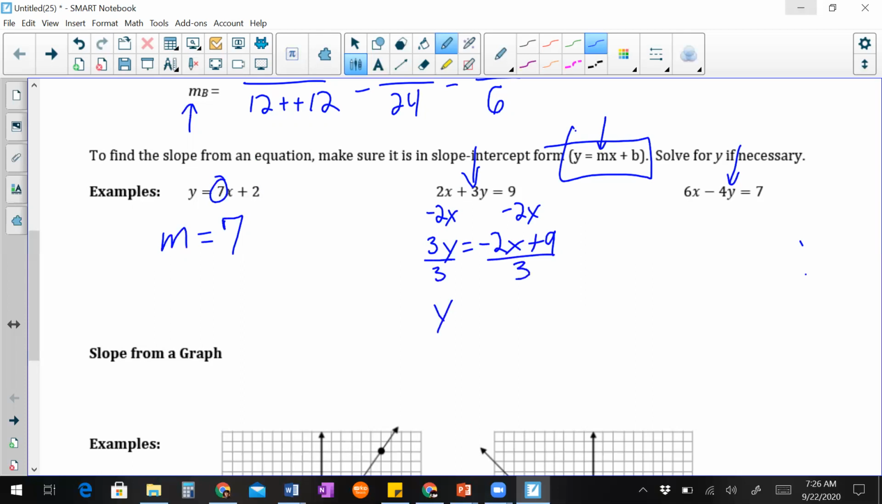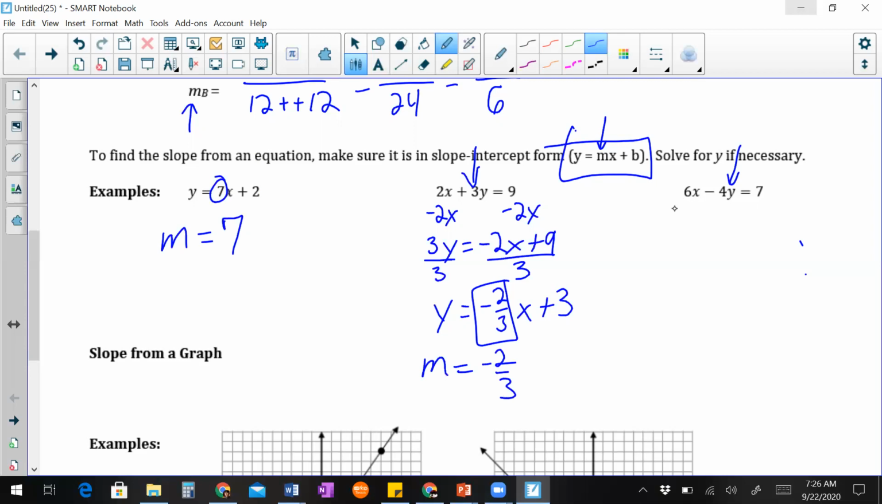So y equals -2/3 x plus 3. Once again, we're going to look in this m position, so that's the thing in front of the x, right here. So m equals -2/3. All right, I'll show you really quickly for this last example here.